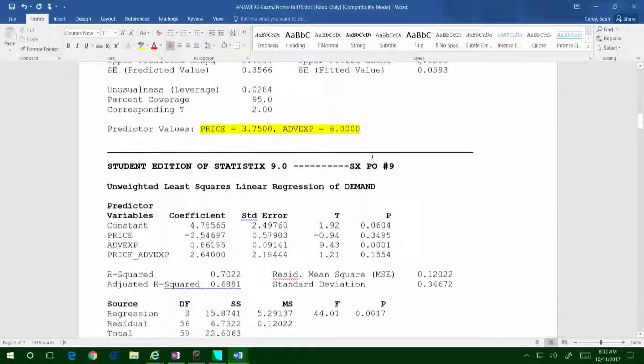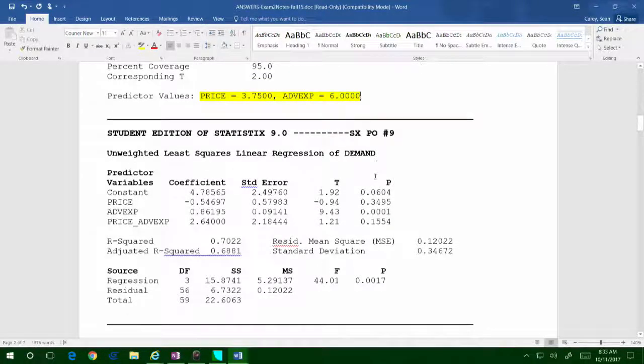And then finally, the 9th printout, you can see it's another regression, demand being the dependent variable. Look at the variables. We've got price in there, advertising expenditure, but we also have price times advertising expenditure. Oh, it's an interaction model. It's an interaction model. It's got the interaction term in there.